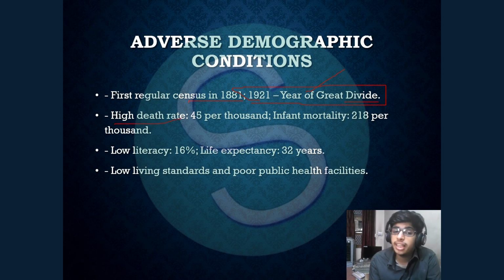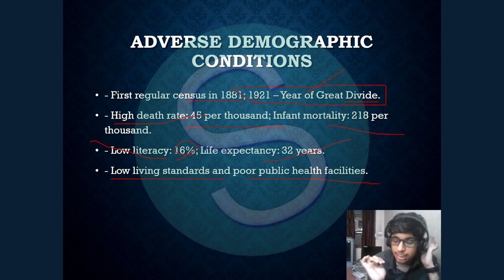Death rate was 45 per thousand. Infant mortality rate was 218 per thousand. Literacy rate was low, 16%. And life expectancy was 32 years. Low living standards and poor public health facilities.